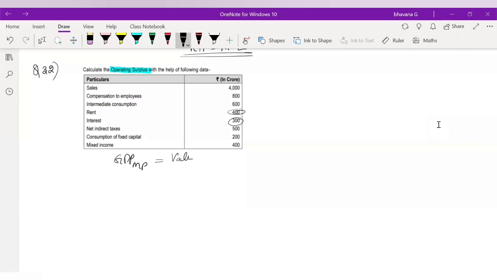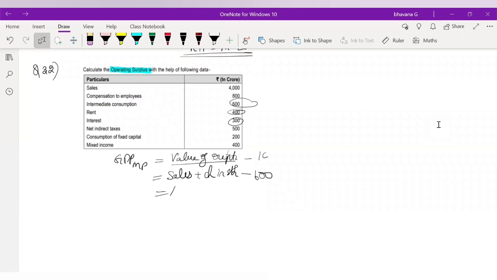What is your GDP MP? It is nothing but your value of output minus intermediate consumption. So what is your value of output here? Intermediate consumption they have given you is 600, minus 600. Where is the value? Yes, sales. So value of output they have not given you directly. They have given you sales plus change in stock. So here sales is 4,000 plus change in stock, have they given us? No, 0, minus 600. So your GDP MP will be 3,400 crores.